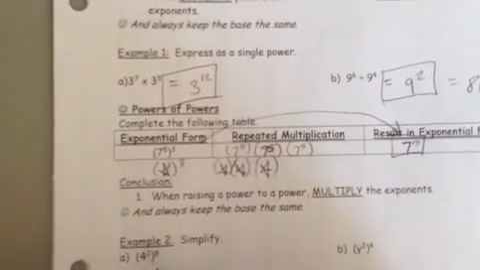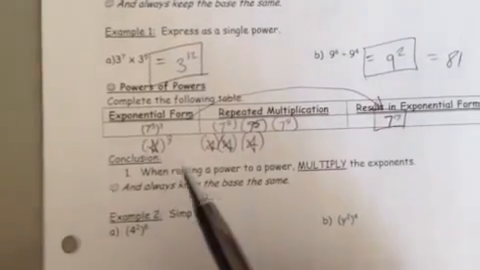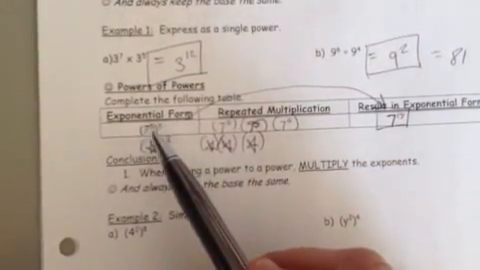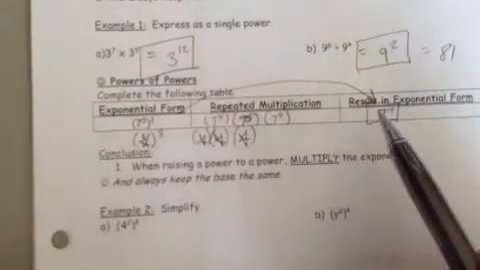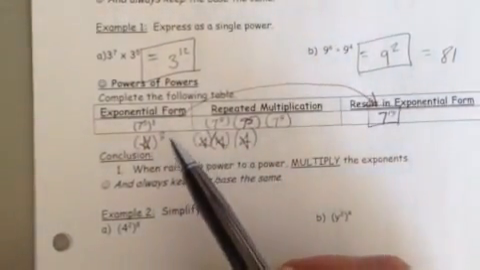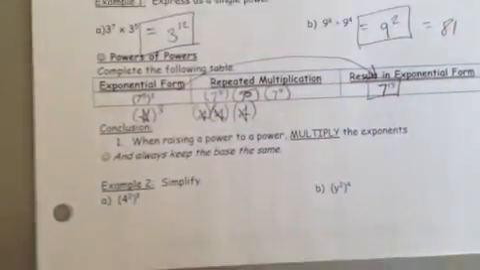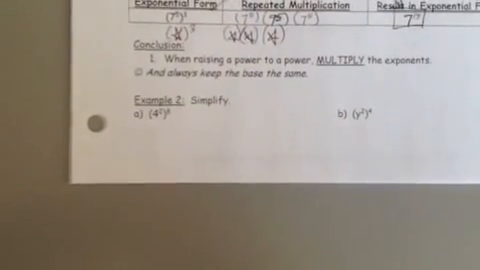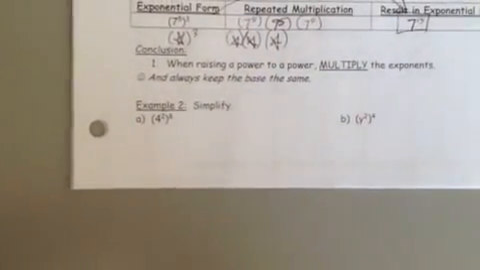When you have this, the rule is to keep the base the exact same except you multiply the exponents. 5 times 3 is 15. So that's how I go straight from there to there. Okay, so conclusion: when raising a power to a power, multiply the exponents and always keep the base the same.